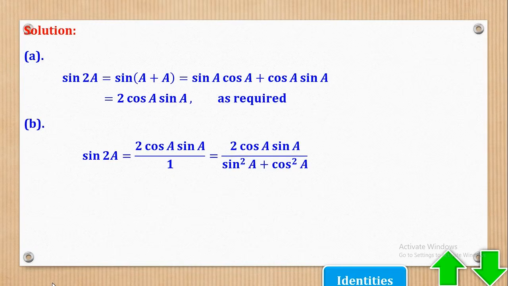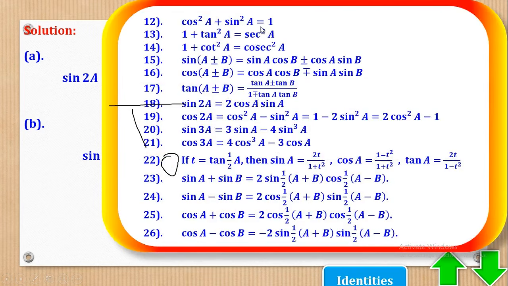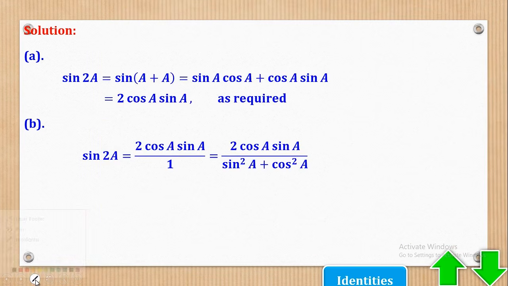So what we are going to do, since we already know that sine 2A is 2 cos A sine A, we are going to put it here, and the denominator will be 1. But we know from the trig identities that this 1 is special. This 1 is equal to cos squared A plus sine squared A. Therefore, we shall substitute here. Where there is 1, we shall put sine squared A plus cos squared A, and the numerator will remain.